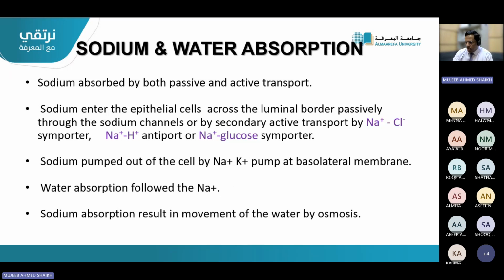Okay, so how does absorption take place? Absorption of different elements takes place by different mechanisms. What are these mechanisms of absorption? Give me an example of a mechanism of absorption. How does the absorption take place? You have finished the urinary system also. No idea? How does the absorption take place?